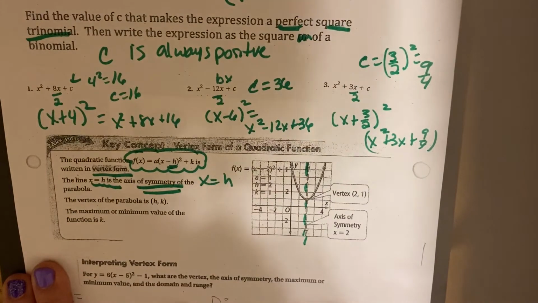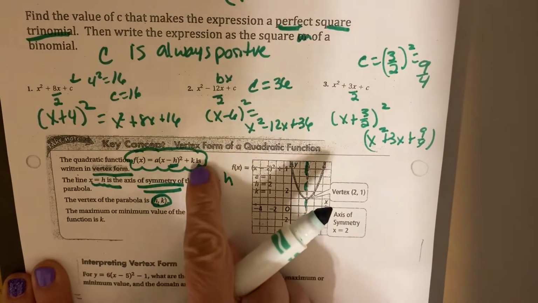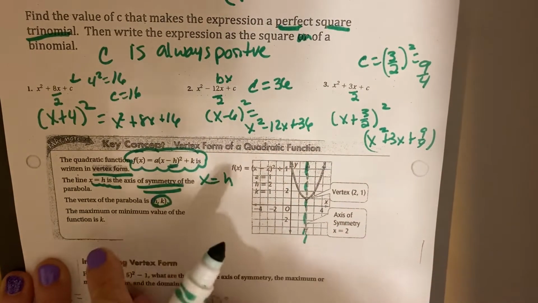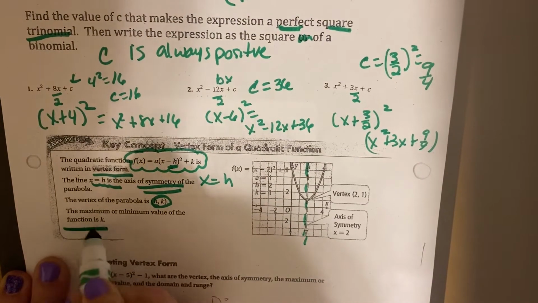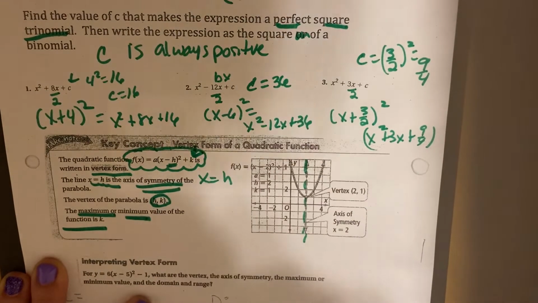The vertex of the parabola is (h, k). The other day we called that c, so c and k are going to be interchangeable. The maximum or the minimum value of the function is k.